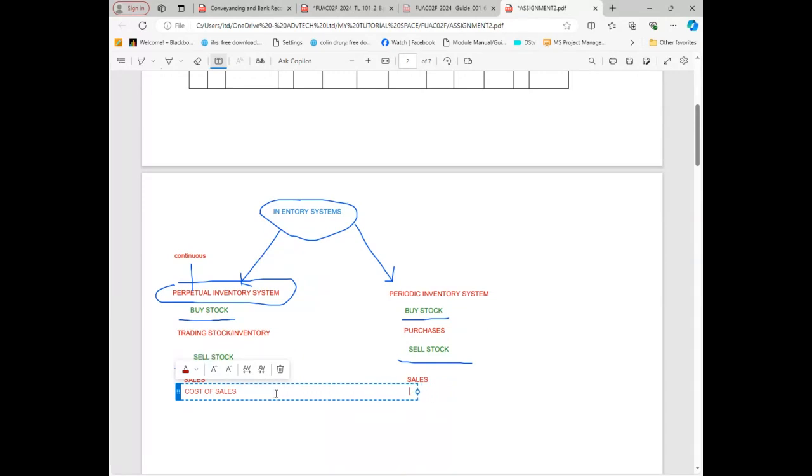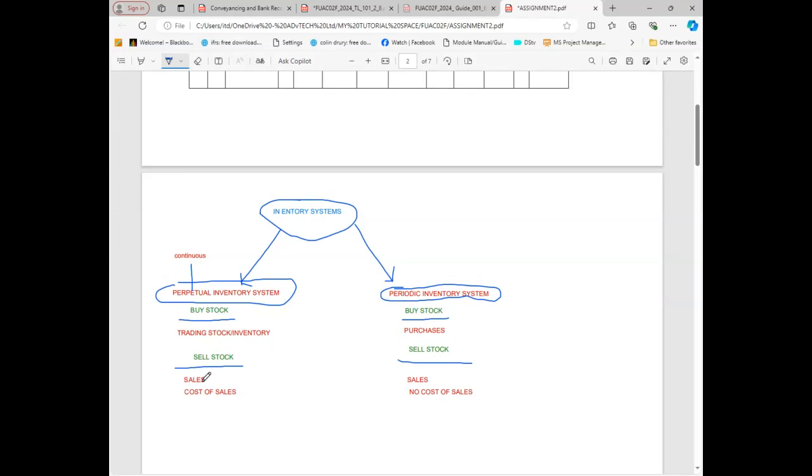No cost of sales. I'll explain now. Here we don't have to show cost of sales. That's why you can see they said periodic here. Can you see they said periodic? This means we can only calculate cost of sales at the end of the period. Are we together? Yes.